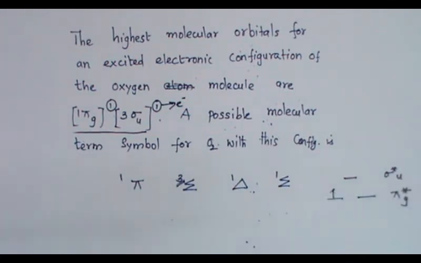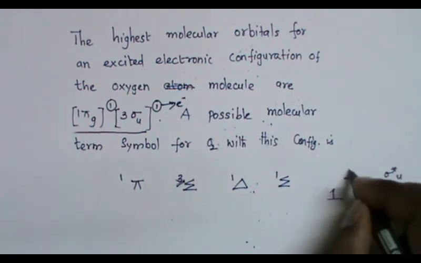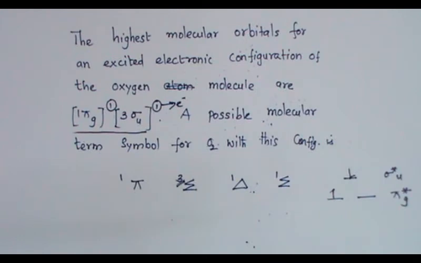the spin of the electron is like this. In sigma star u, the spin is like this. So this spin and this spin get cancelled. Because of that, the spin multiplicity will be 1. The total spin will be 0. You have to go for the formula. The total spin will be 0. So this 1 will be there. So there is a possibility to get this. This term symbol may not be the most stable one. The most stable will be triplet pi.